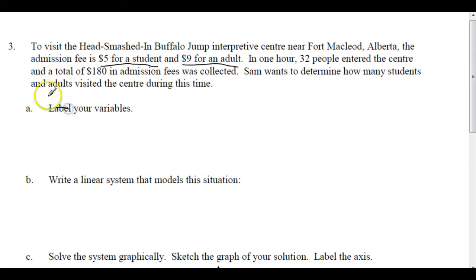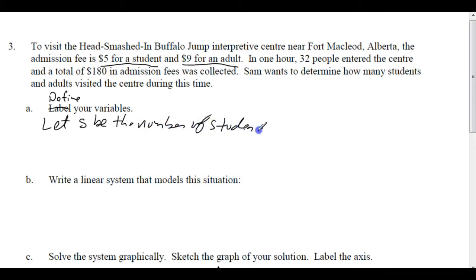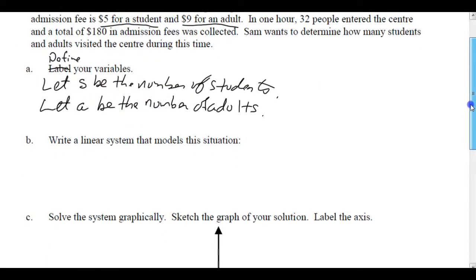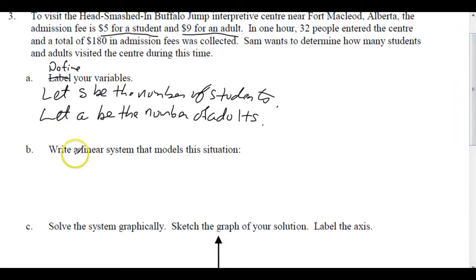Define your variables. So let S be the number of students. And let A be the number of adults. So if you're solving a system, you have to define your variables. That's always step 1. Then you write a linear system that models this situation.